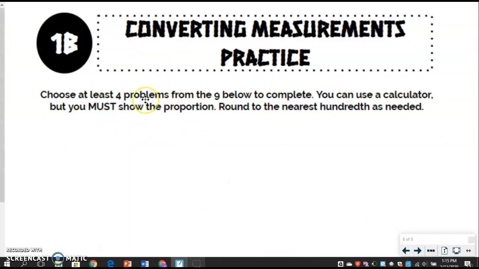This is just a little snippet from your notes. You should have the charts on there. You should have a table of 9. But if you look, it says choose at least 4 problems from the 9 below. So you do not need to do all of them. You need to do 4. You can use a calculator, but you must show the proportion just like we did. And if needed, round to the nearest hundredth.